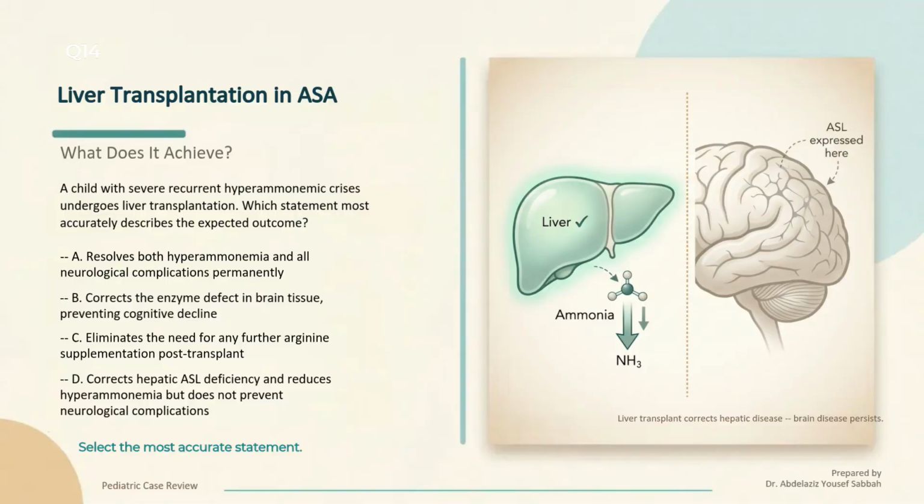Question 14. A child with severe recurrent hyperammonemic crises undergoes liver transplantation. Which statement most accurately describes the expected outcome? Option A, it resolves both hyperammonemia and all neurological complications permanently. Option B, it corrects the enzyme defect in brain tissue, preventing cognitive decline. Option C, it eliminates the need for any further arginine supplementation after transplant. Option D, it corrects hepatic argininosuccinate lyase deficiency and reduces hyperammonemia, but it does not prevent neurological complications. Select the most accurate statement.